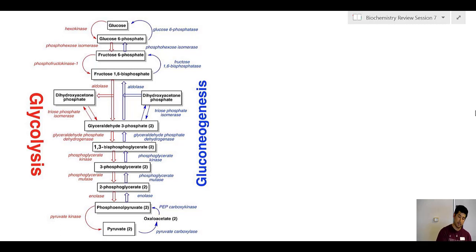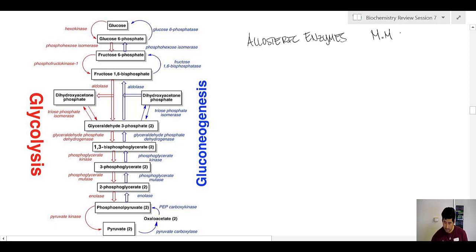So we were talking about allosteric enzymes, and we were saying that allosteric enzymes are different from Michaelis-Menten enzymes. And the reason why they are so different is because these enzymes can be allosterically regulated.